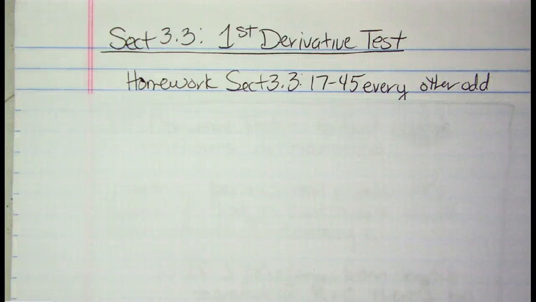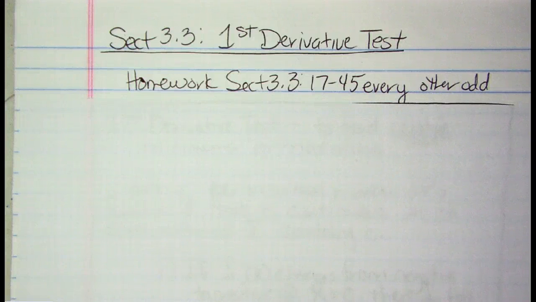Today's lesson is on section 3.3, which is the first derivative test. To begin with, you see your homework assignment there. It's out of section 3.3, 17 through 45, every other odd, which means 17, then 21, 25, 29, etc. And this assignment will be due Wednesday in class.